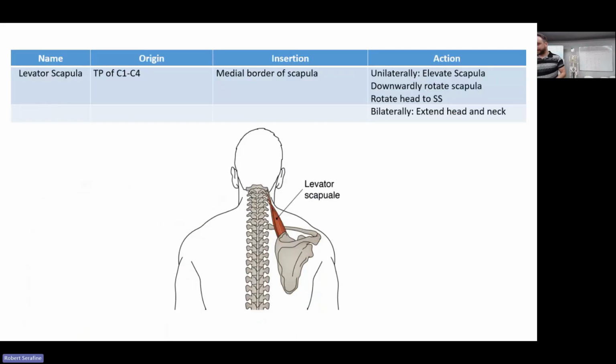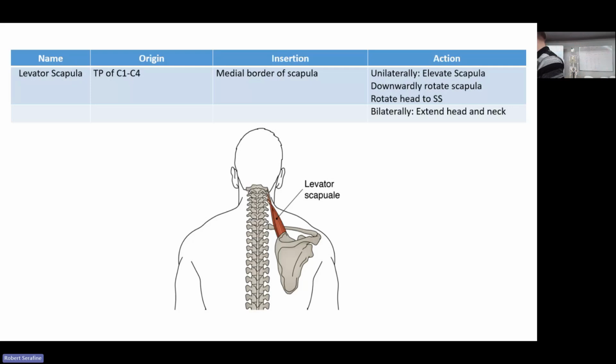Another big muscle player, I say, is the levator scapula, specifically understanding the differences between the upper trapezius and levator scapula. They're going to have some common movements, such as elevating the scapula. They're going to have common movements of laterally flexing the head, but levator scapula is going to downwardly rotate the shoulder blade and rotate the head to the same side. So understanding the antagonistic relationship between upper trapezius and levator scapula, in my opinion, is going to be very important.